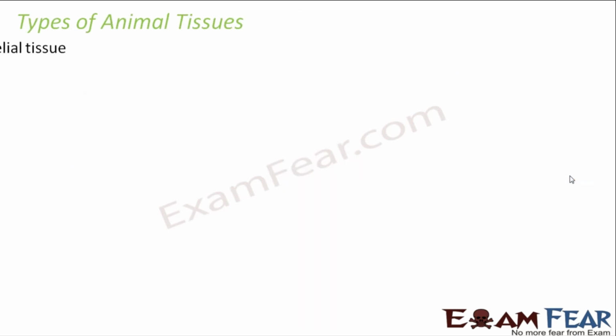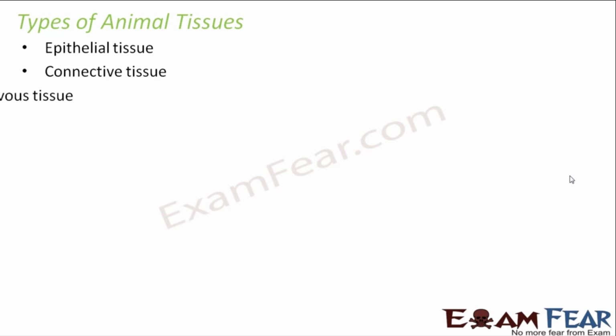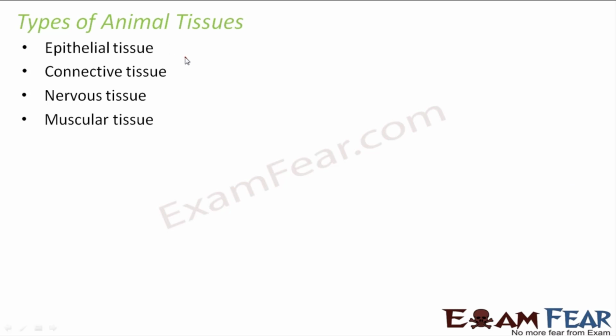So what are the types of animal tissues? Now broadly there are 4 types of animal tissues, that is epithelial tissue, connective tissue, nervous tissue and muscular tissue. So these are broadly the 4 types of animal tissues which we will be talking about in this lesson. So we will start with epithelial tissue and then go one by one with each of them. So I hope you are clear with the introduction of animal tissues, why we are going to study animal tissues, and what the significance of tissues inside an animal body is.